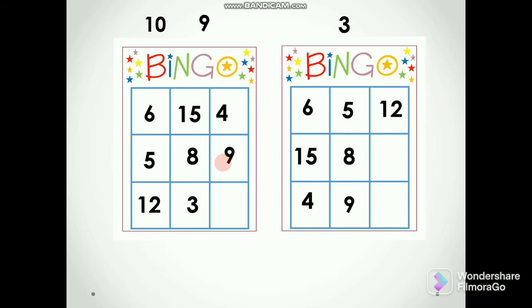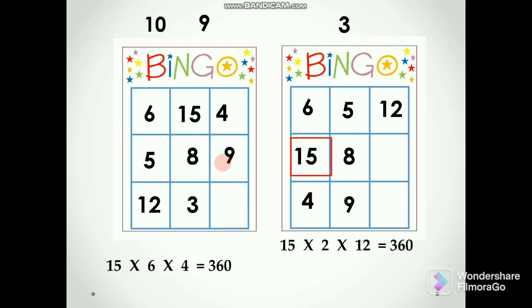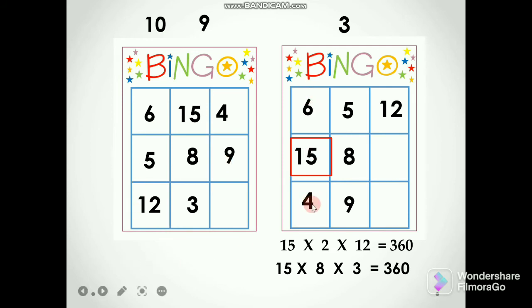So how about our second card? For 15, we have 15 times 6 times 4, 15 times 2 times 12, and 15 times 8 times 4. 15 times 6 times 4 is already wrong, because we already have 6 and 4. So let's eliminate that one. So 15 times 2 times 12: as we all notice, we already have 12 there. So therefore, 15 times 2 times 12 will not be the right answer.